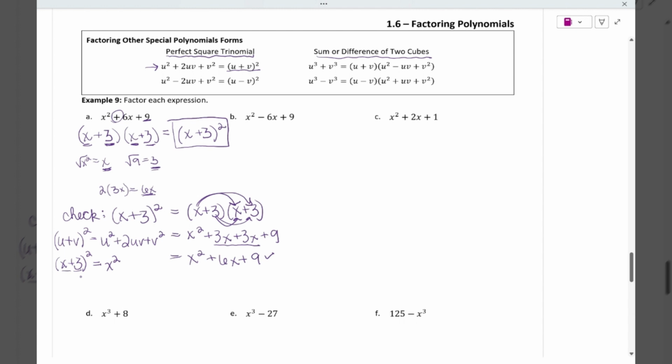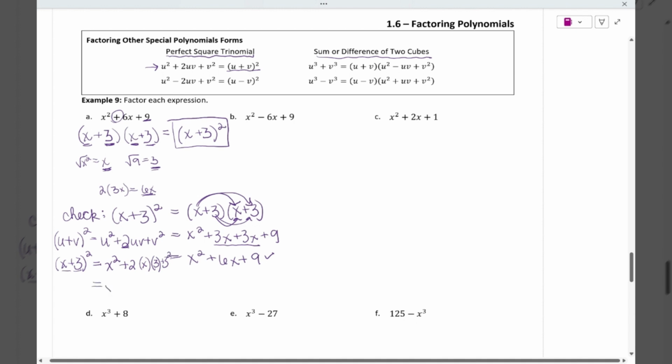So u and v are x and 3. So you multiply those, you get 3x, but times 2. So you double that. So that's the 6x. Well, actually, let me plug it in so you guys can see that. The 2uv. And then you take the last term squared, which is 3 squared.